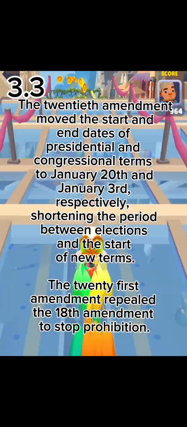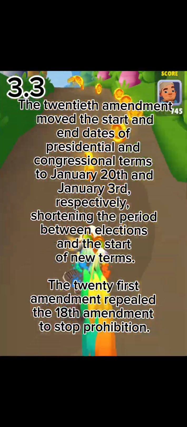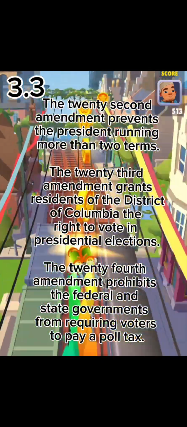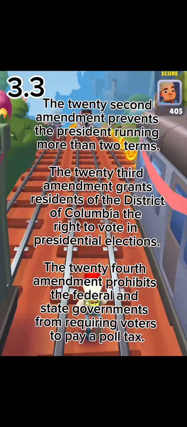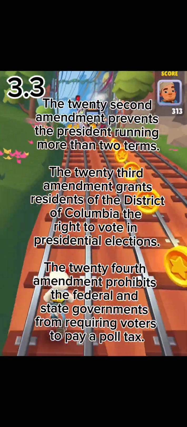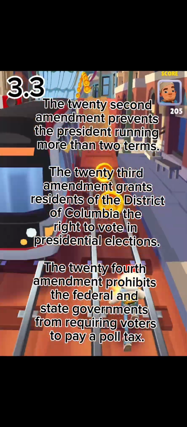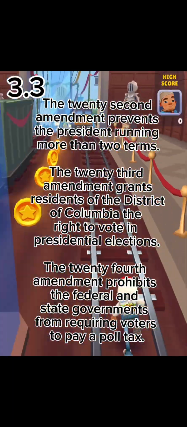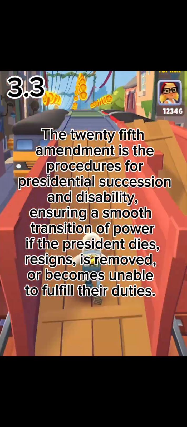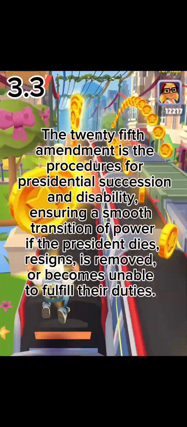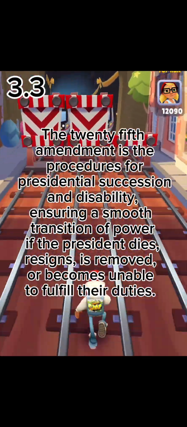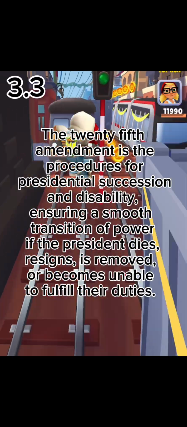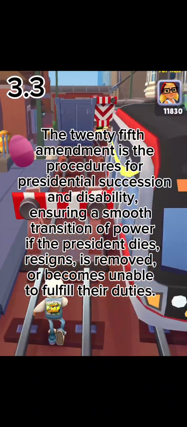The 21st Amendment repealed the 18th Amendment to stop prohibition. The 22nd Amendment prevents the president from running more than 2 terms. The 23rd Amendment grants residents of the District of Columbia the right to vote in presidential elections. The 24th Amendment prohibits the federal and state governments from requiring voters to pay a poll tax. The 25th Amendment is the procedures for presidential succession and disability, ensuring a smooth transition of power if the president dies, resigns, is removed, or becomes unable to fulfill their duties.